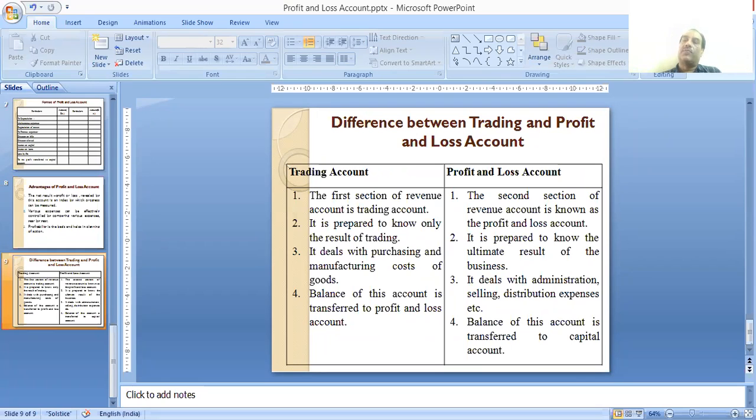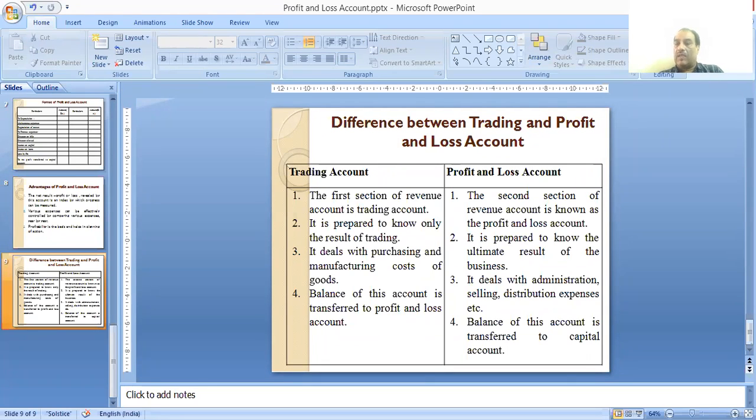Both are the indicators of profit or loss made by a business. It is the revenue, meaning the income received from the sales, and the cost; the difference between revenue and cost gives the profit or loss. So it is part of the revenue account. Then the second, the trading account is prepared to know only the result of trading. In trading account, we simply note down the direct expenses with the sale of the goods and the direct revenue earned from the selling of those goods. So it only takes the trading part.